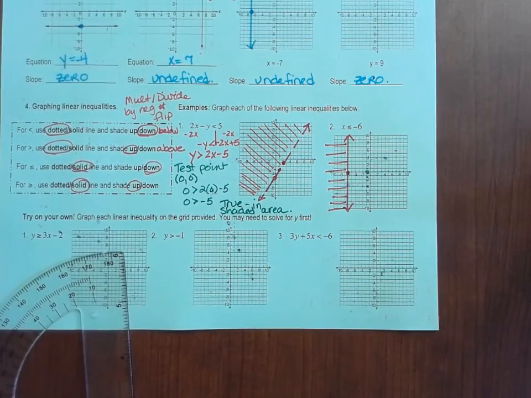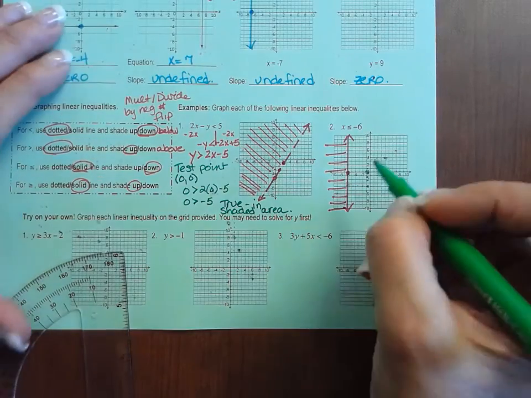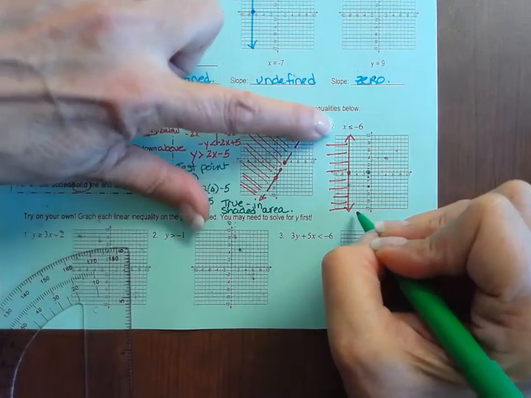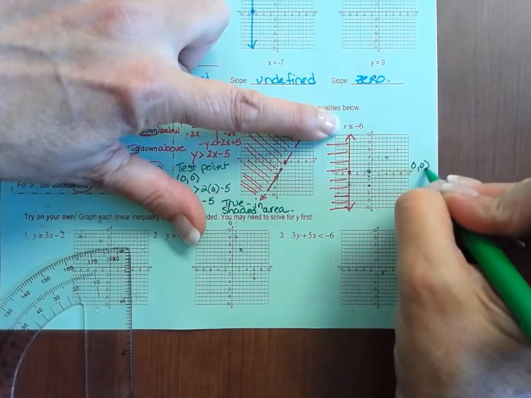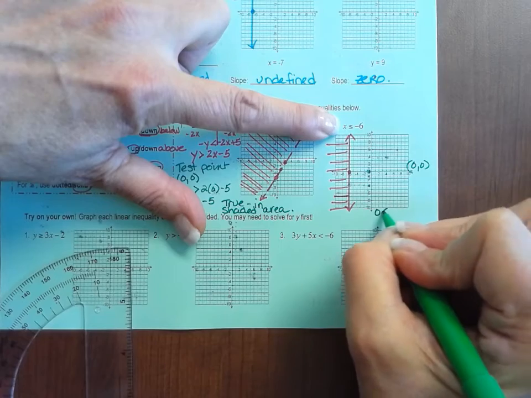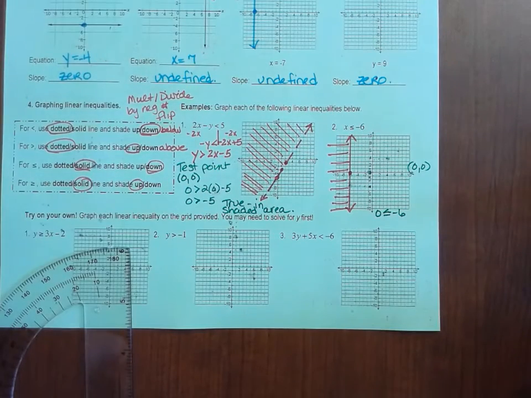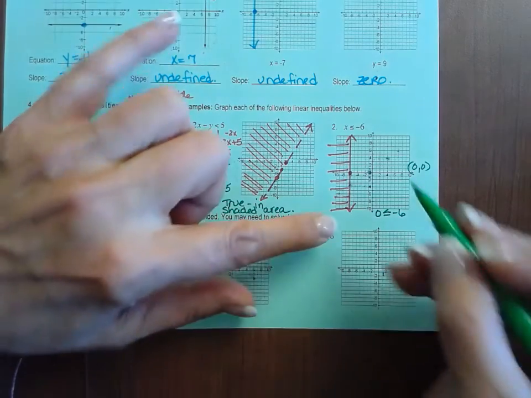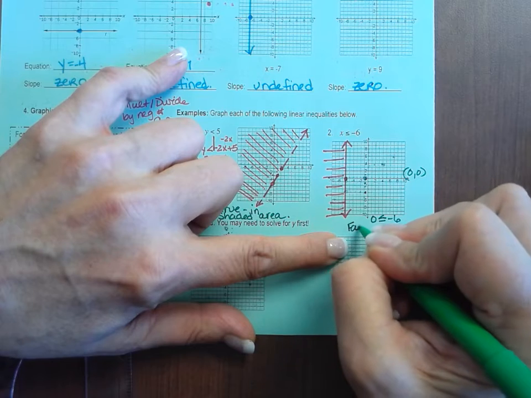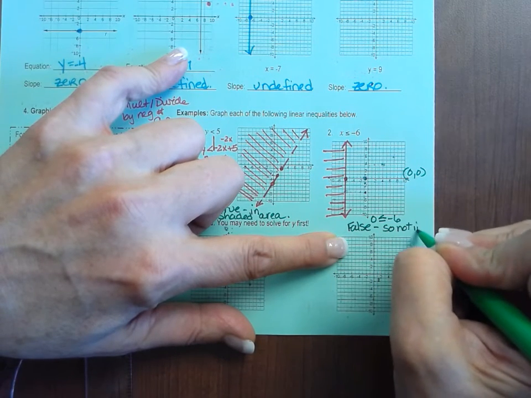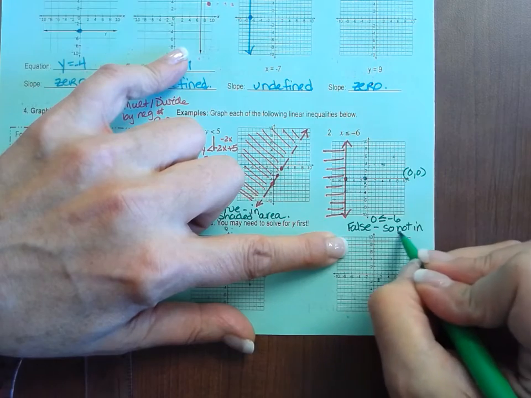But I don't trust myself, so I'm going to use a test point, and I'm going to use 0, 0 again. And so if I use 0, 0, I would have 0 is less than or equal to negative 6. Is that true or false? That's false. 0 is not less than negative 6. So it's not in the shaded area.